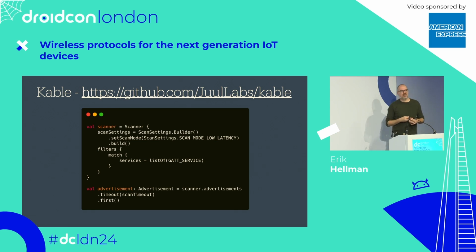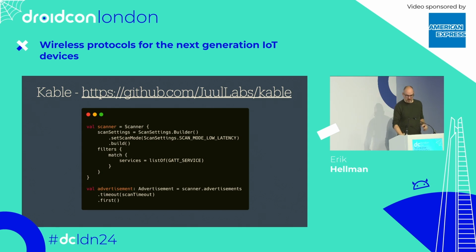There is a library in alpha version from Google, AndroidX Bluetooth. It's not production ready. It will never be production ready, as far as I know, because it's been in the same alpha version for more than a year now. Anyway, this is how you do scanning with Kable.